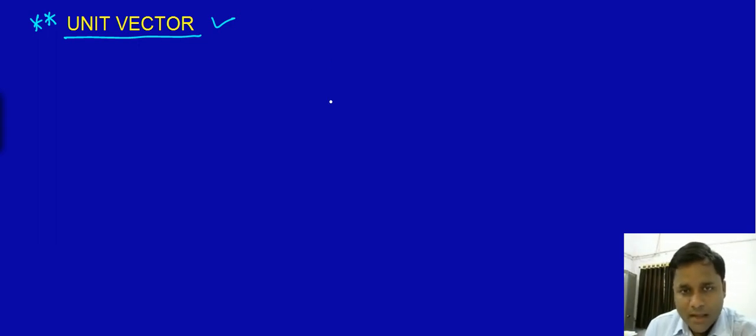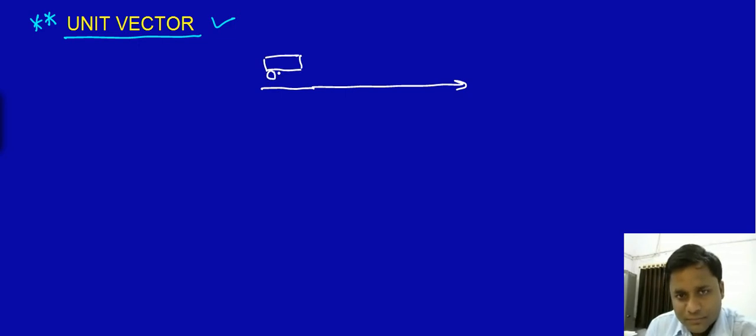Let us suppose this is a bus which is moving. This is the bus which is moving from this side to this side, and the velocity of the bus is 10 meters per second.